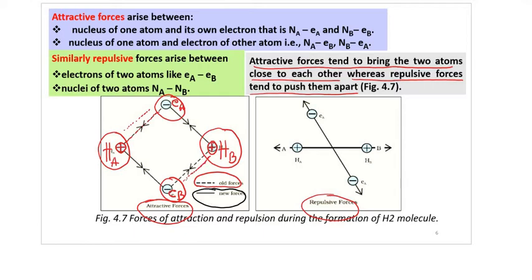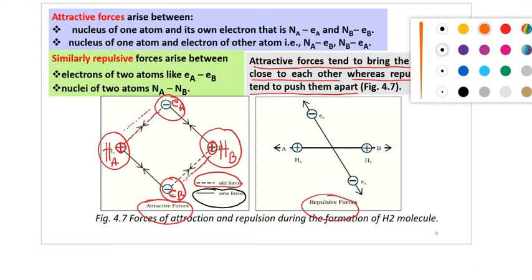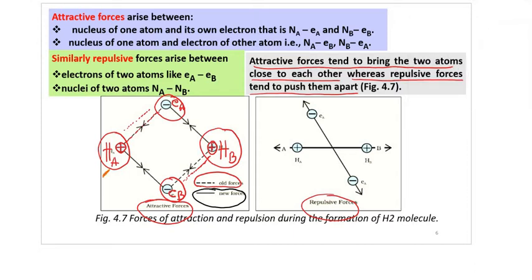But if you see exactly, this hydrogen atom will tend to attract the electron of the other hydrogen atom, that is E of B. So these forces are new forces. Similarly, the electron E of A will be attracted towards the hydrogen atom H of B, which is again called new forces of attraction.